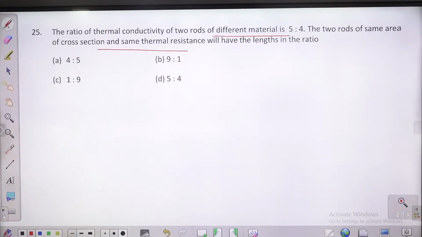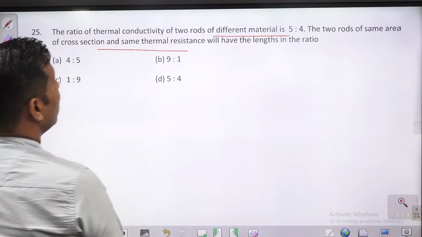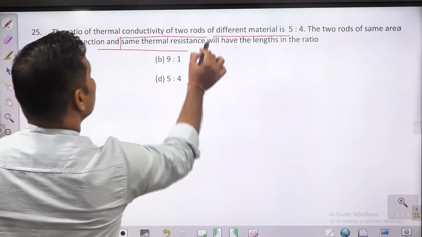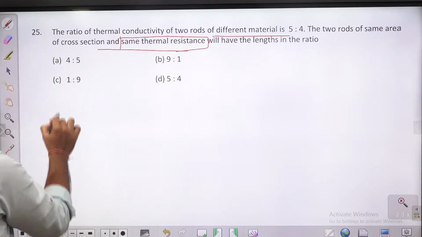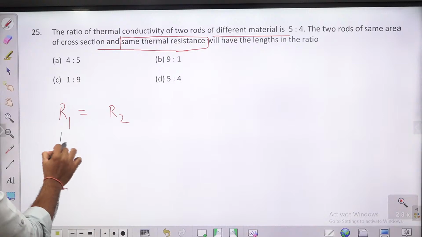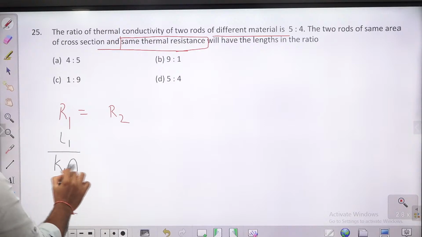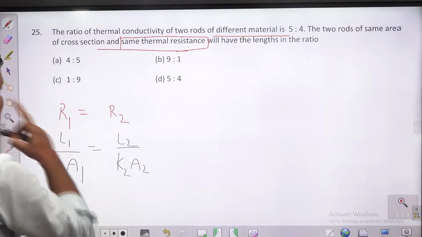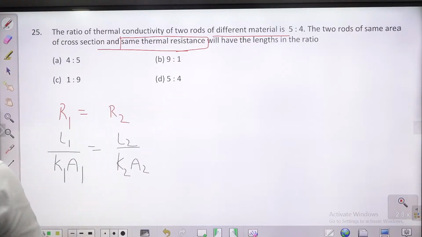Okay, so it's a very simple question. What is mentioned here? The rods of the same area and the same thermal resistance. What is the resistance of both? Same. So if the resistance of one equals the resistance of two, it means L1 by K1 A1 is equal to L2 by K2 A2. Yes or no? So he is talking about axial heat conduction only, not radial heat conduction.